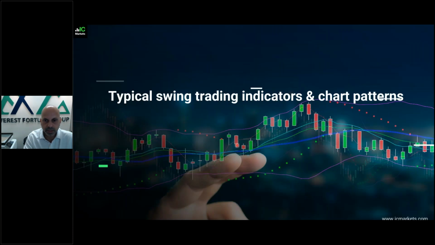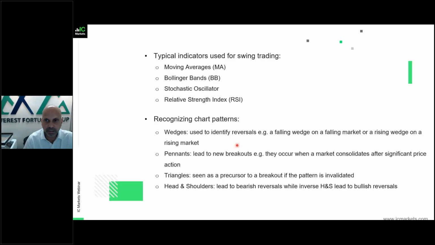All right, so what are the typical swing trading indicators to use, and what are the chart patterns that we can usually see? Typical indicators include moving averages, Bollinger Bands, stochastic oscillators, and the relative strength index. I'm sure many of you are familiar with these, so there's no need to go into real detail about each indicator. Similarly, most of you should be familiar with the more typical chart patterns, such as wedges, pennants, triangles, and of course head and shoulders.